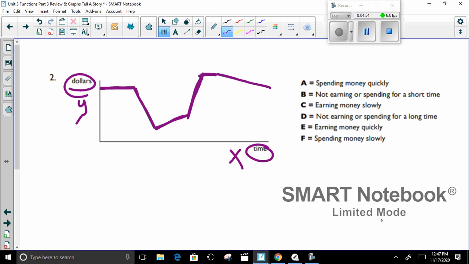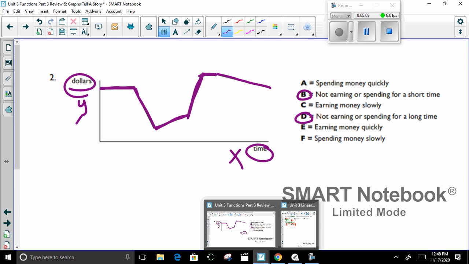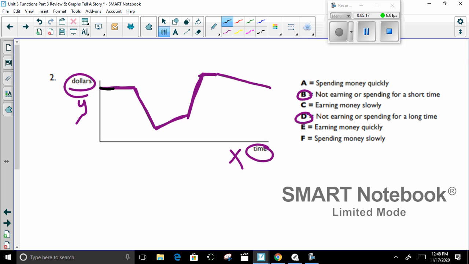Spending money quickly, not earning money or spending money for a short time, earning money slowly, not earning or spending money for a long time, earning money quickly, or spending money quickly. I'm going to look at these two first, B and D. Not earning or spending money for a short time, or not earning or spending money for a long time. Well, we just said this part right here, over a certain amount of time, they have the same money. So they're not spending any money over that time.